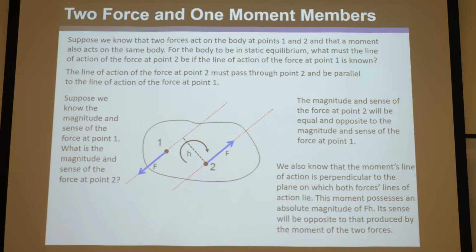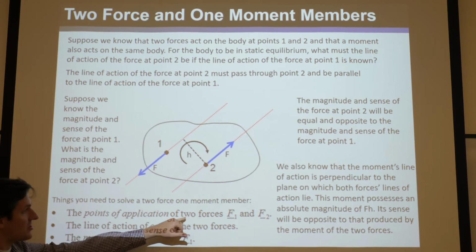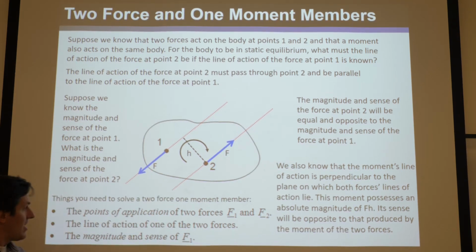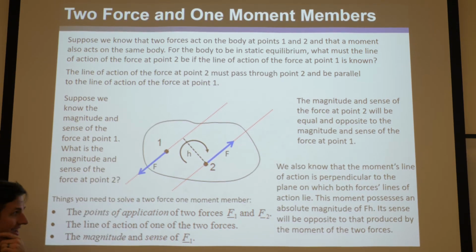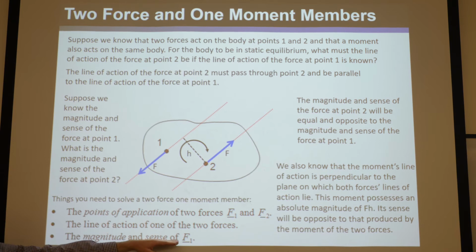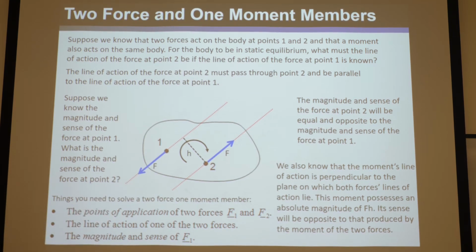Again, I reiterate, if you know that there's a body, and it has 2 forces acting, you don't know where they are, but you know the points of application. So the first thing you need to know is the points of application of the 2 forces, and you know the line of action of one of the 2 forces, like, you know, I gave you this red line. And you know the magnitude and sense of that force, magnitude and direction along that line. The rest you can deduce.